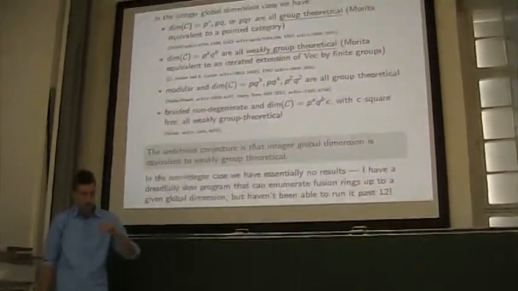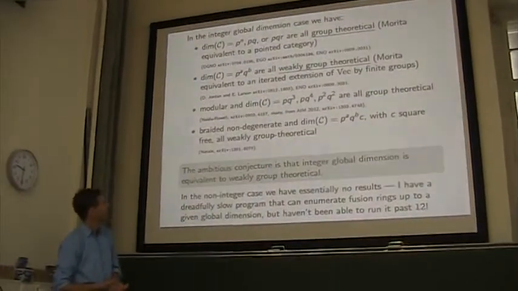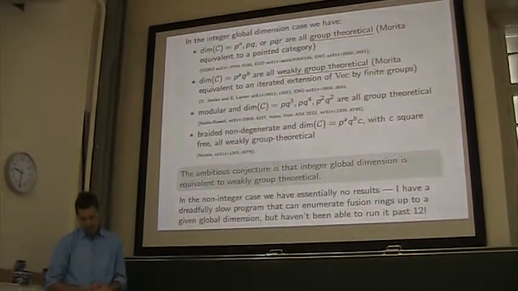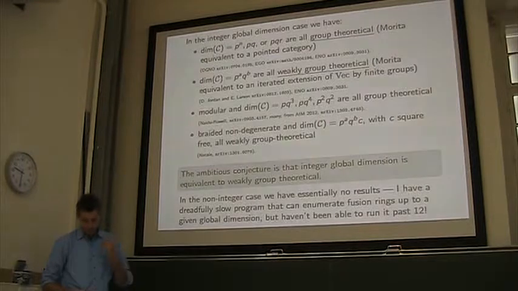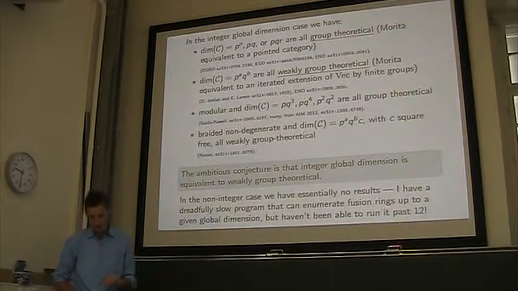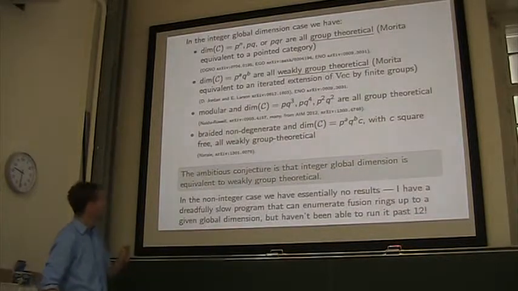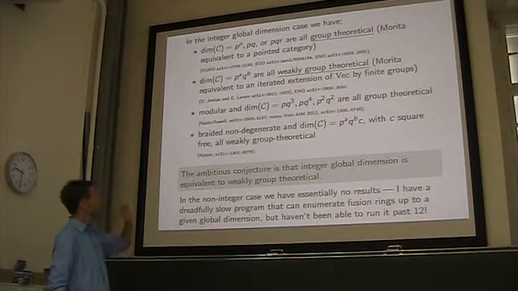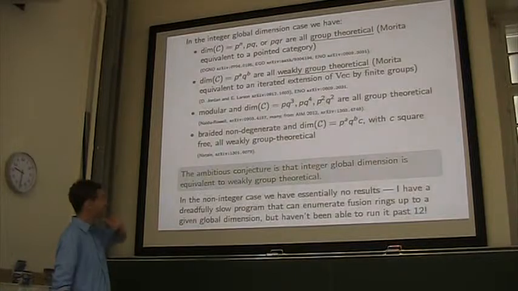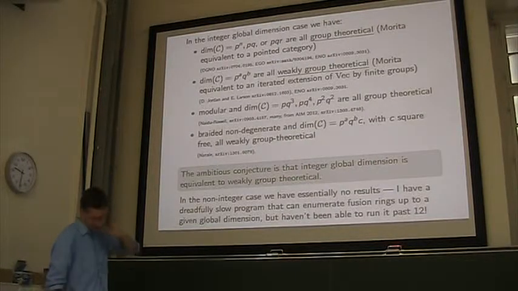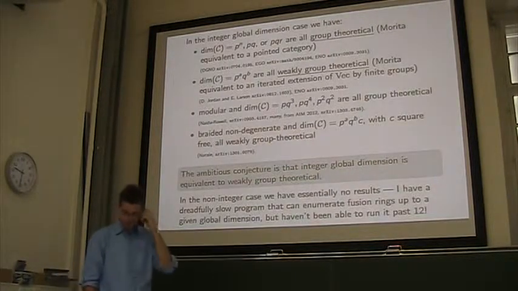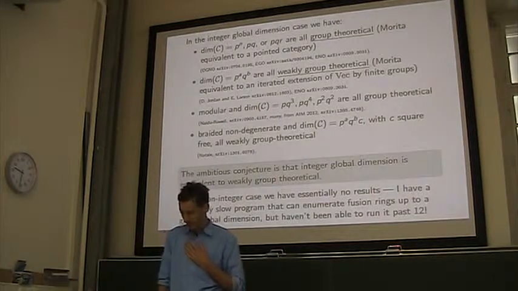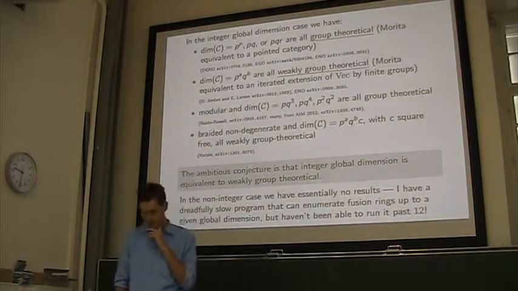Okay, so onto the next measure of size and global dimension. I want to briefly mention the many, many results about the integer global dimension case. Here, when the global dimension is an integer and the factorization is easy, then we know a lot. When it's p^n, pq, or pqr, then the category is group theoretical, so Morita equivalent to a pointed category, so Vec_G^ω.